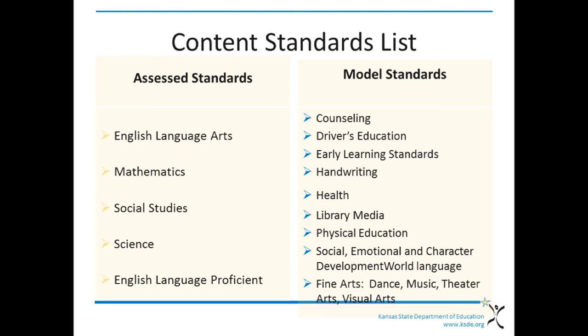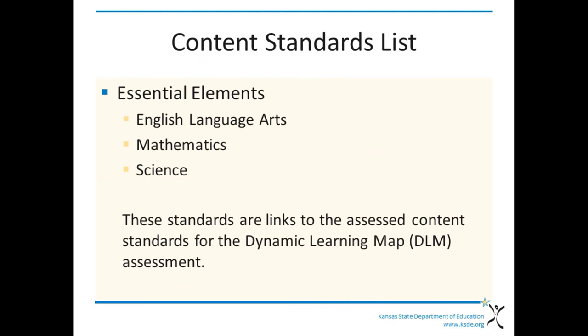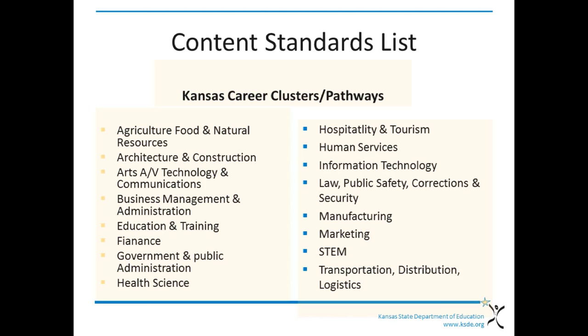The next slide shows you which are the essential elements, and these are linked with the assessed content standards, and these essential elements are what is used for the Dynamic Learning Maps, the DLM. And then, of course, we have our Kansas career clusters and pathways, which we have 16 of. These differ from our assessed and our model standards that we mentioned before, because they work in terms of competencies and are more prescriptive for courses and classrooms.